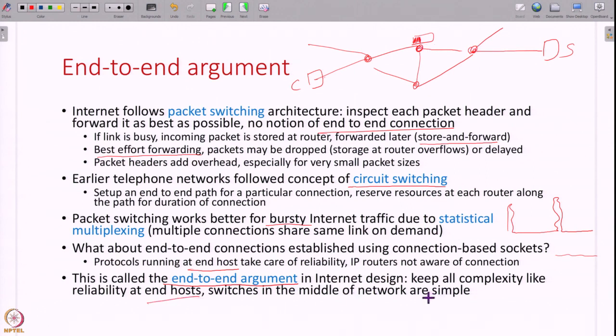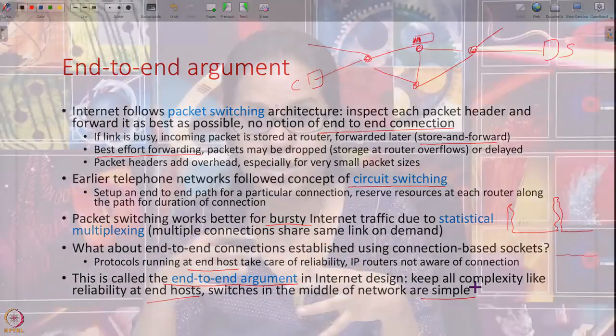The middle of the network, the switches, are simple. They will just live life one packet at a time. Look at a packet, forward it, that is all. They are not aware of any end-to-end connections, but the end hosts who are talking to each other are aware of these end-to-end connections. Whatever logic you have pertaining to a connection, like reliability or congestion control or retransmissions, whatever you want to do specific to that connection, you will only do it at the end host.